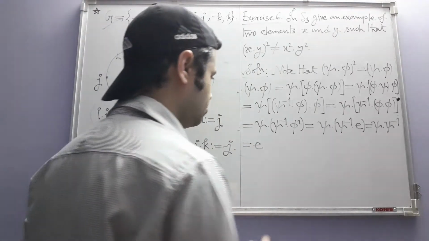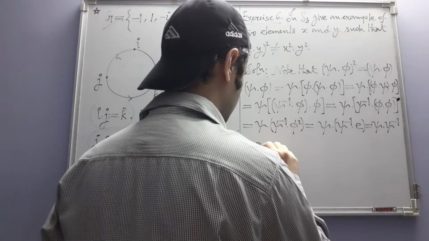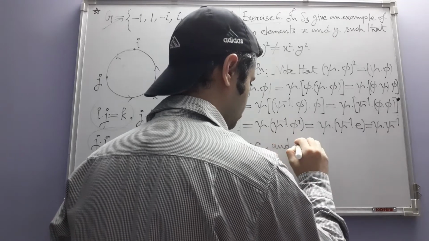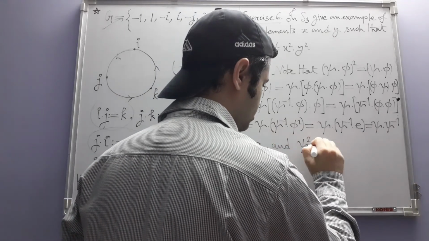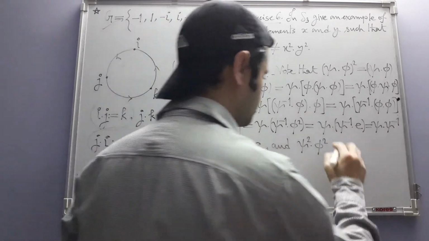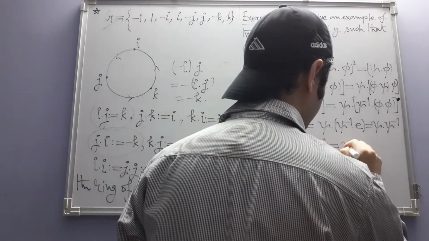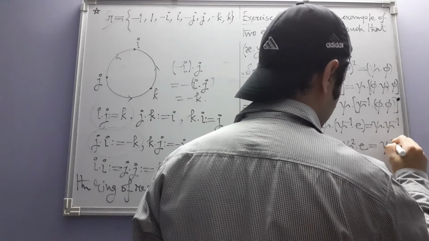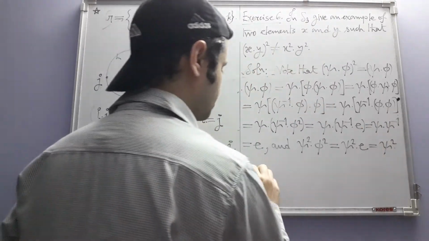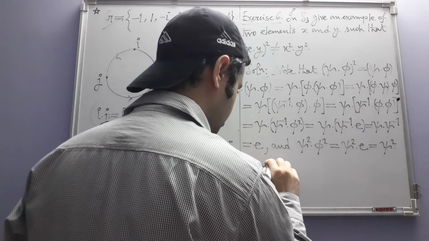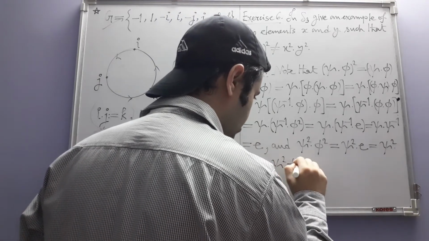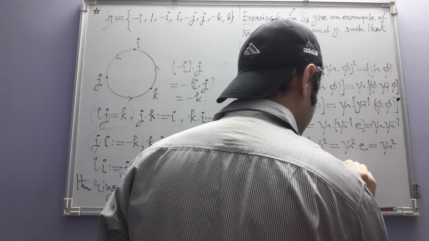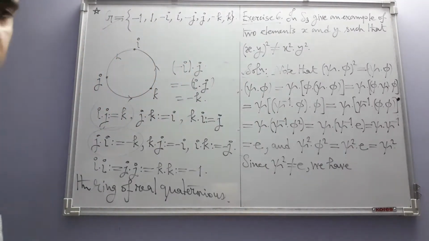But what happens when we calculate psi square dot phi square? Psi square, we already know phi square is identity. So this is equal to psi square. Since psi square is not equal to identity, psi square is not identity, psi cube is the identity map.